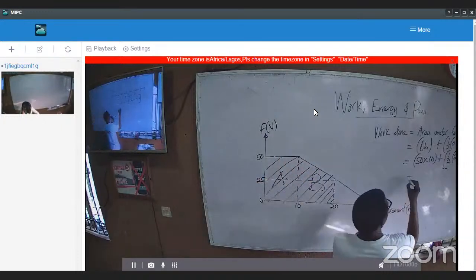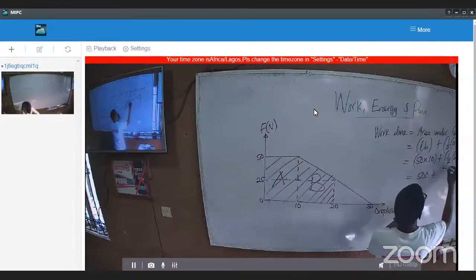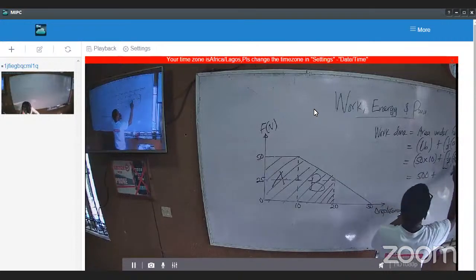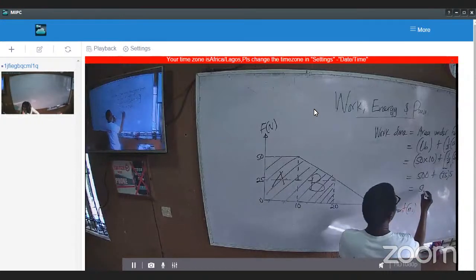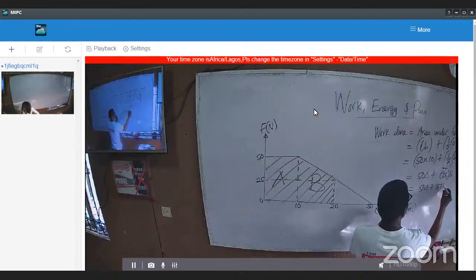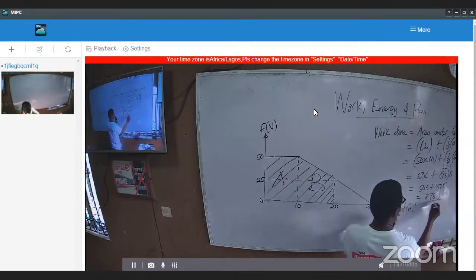So 50 times 10 is 500. Then the trapezium: 50 plus 25 is 75, times 10, times half, which is 375. So that'll be 500 plus 375. What's the answer? 375 joules.